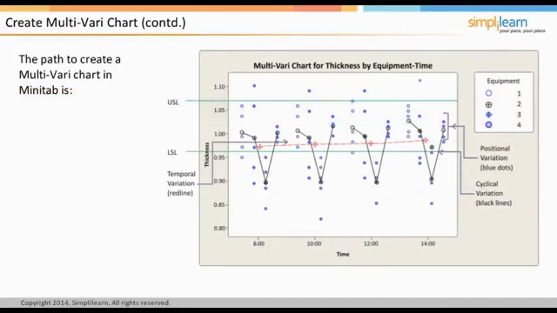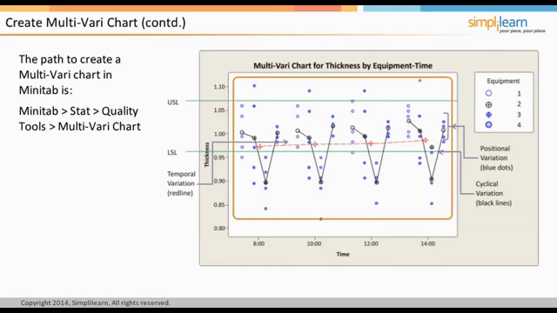We will continue to learn about creating a multivary chart in this screen. The path to create a multivary chart in Minitab is by selecting Stat, then Quality Tools, followed by Multivary Chart. The multivary chart created from the data recorded is shown here. The upper specification limit of 1.05 inches and the lower specification limit of 0.95 inches has been marked by green lines. Data outside these lines are defects.